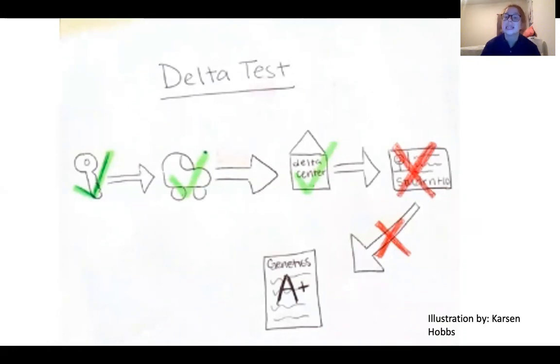We've all been there. We need to get a few things before going. First, you need your keys. If you have your keys, you can get in your car. If you can get in your car, you can then drive to the Delta Center. Once you get to the Delta Center, they're going to ask for your ID. Well, crap, guess what, you forgot your ID.